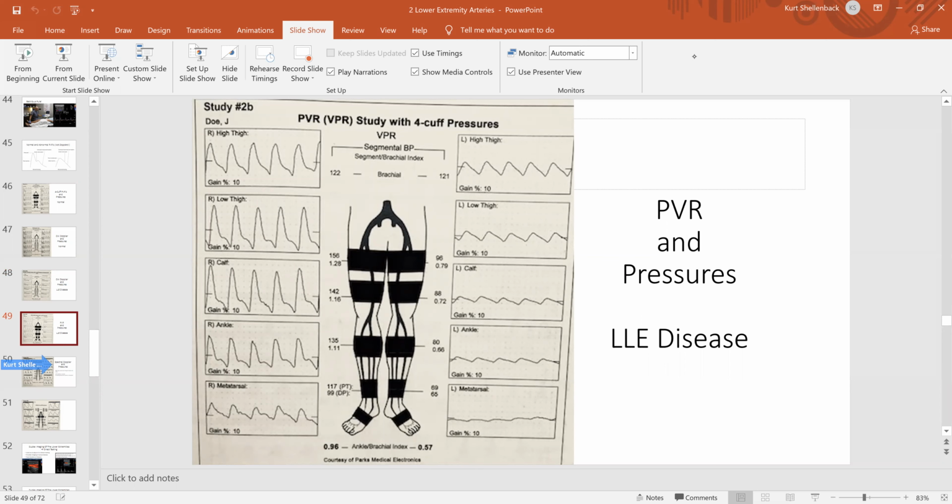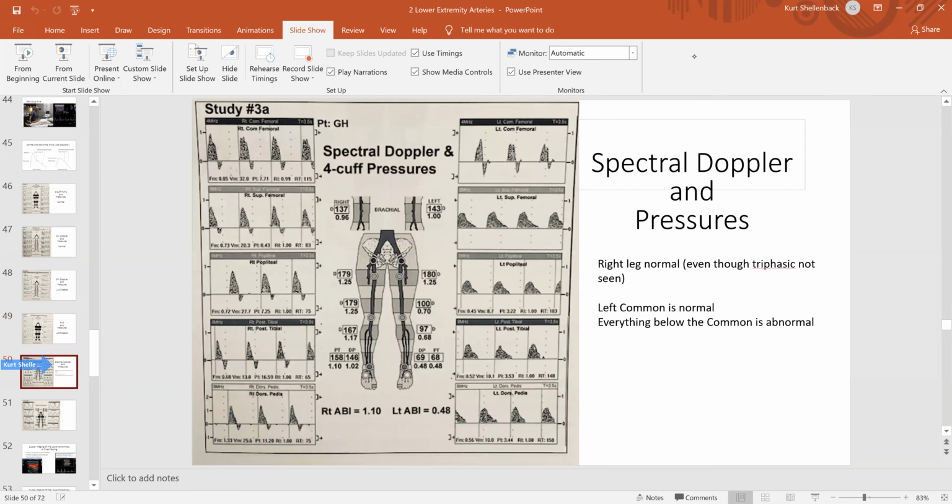PVR, so not Doppler. This is the machine doing all the work for us. 0.96 on the right, 0.57 on the left. And once again, this might be the same patient, because right from the start something is wrong. When you look across the legs, at blood pressures from left to right, you see there's something going on there too. So that's probably another left iliac issue.